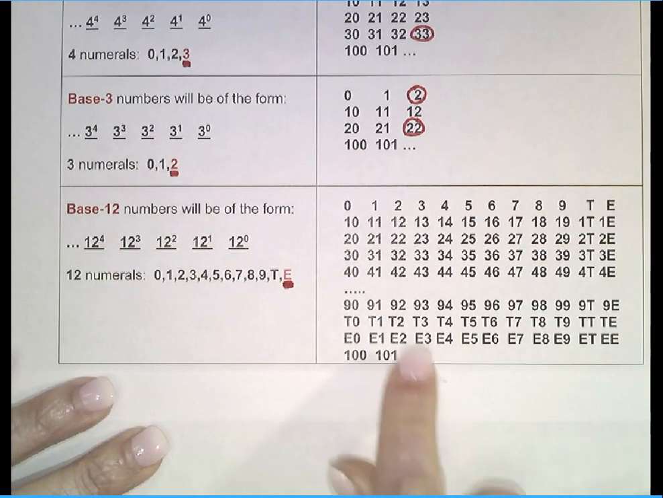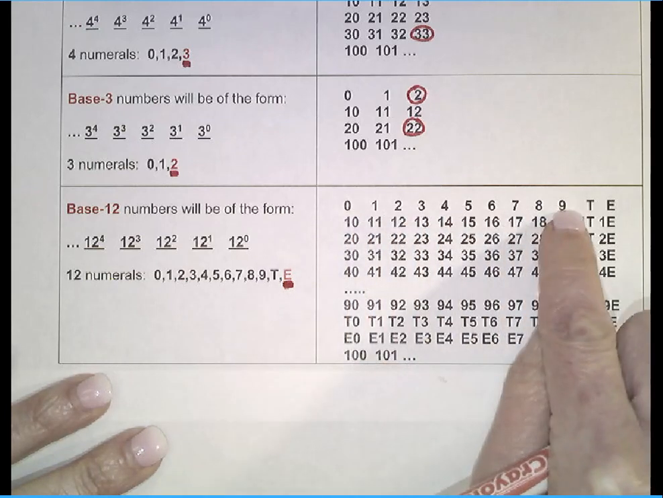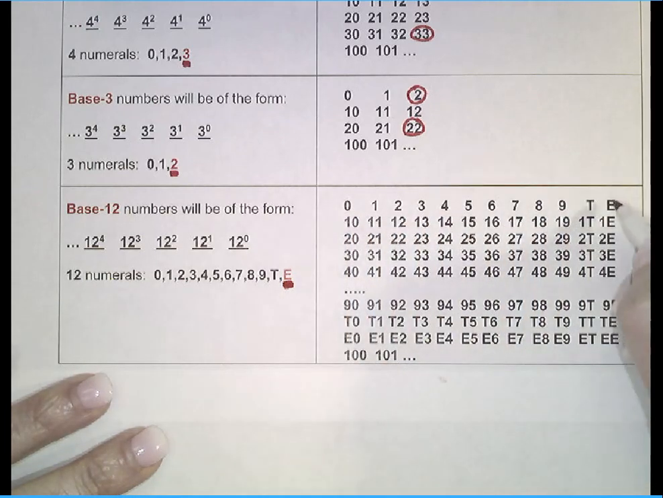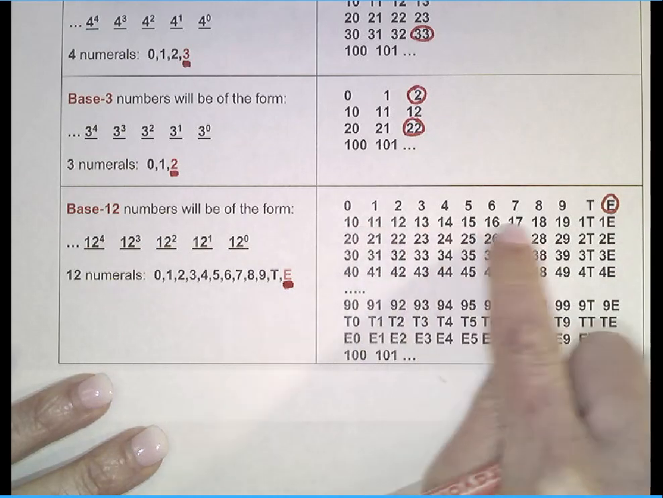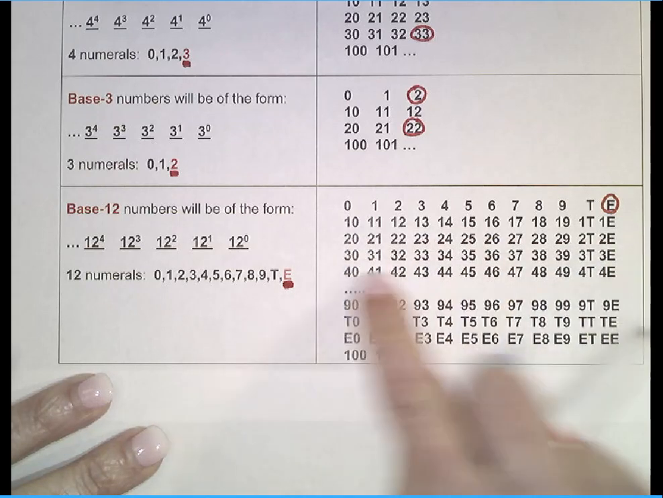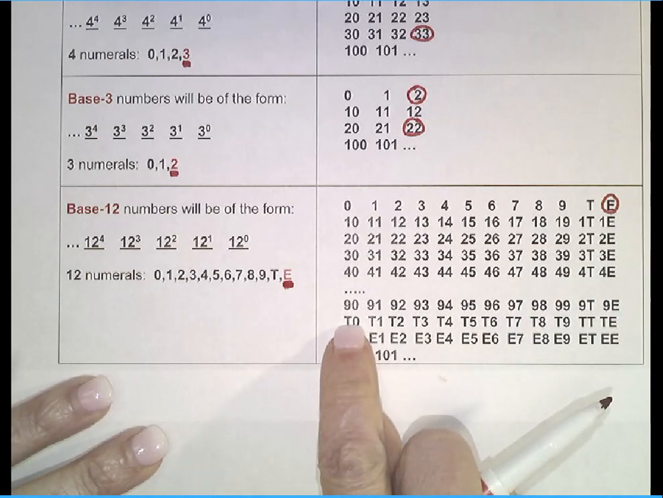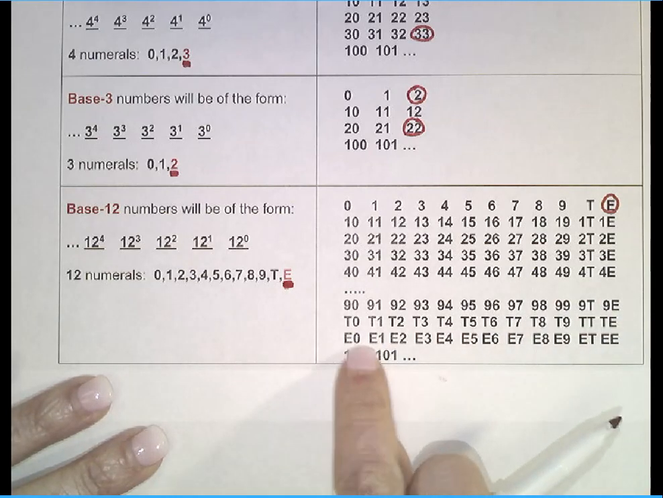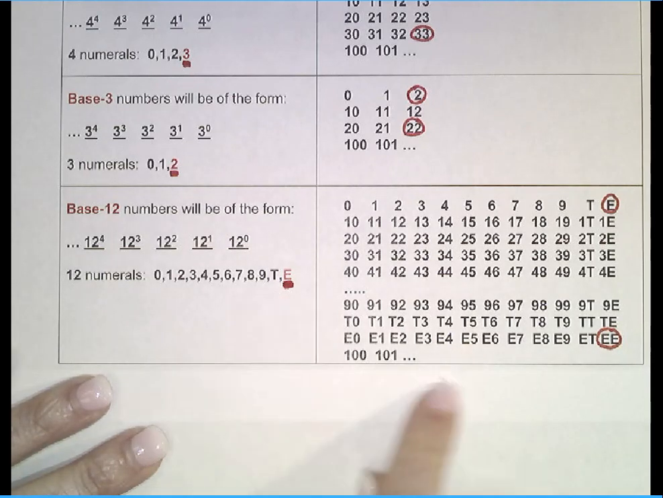So look at this. This actually made the thing bigger. 0, 1, 2, 3, 4, up through 9, T, E. It doesn't roll until you get here. Then you roll to 2 digits. A 1 with all the symbols up through T and E. A 2 with all the symbols. 3, 4, 5, all the way to 9 with all the symbols. A T with all the symbols. An E with all the symbols. And then finally when we get to EE, that's like 99, then it rolls to 3 digits.